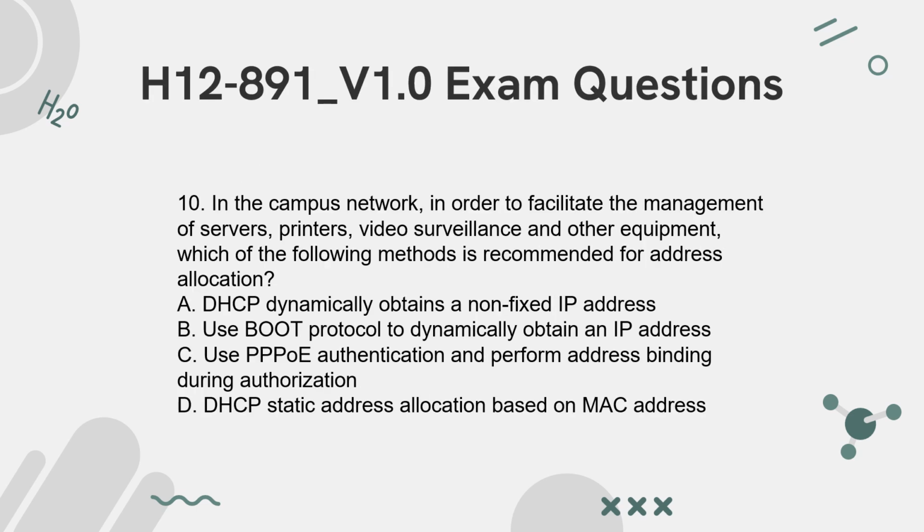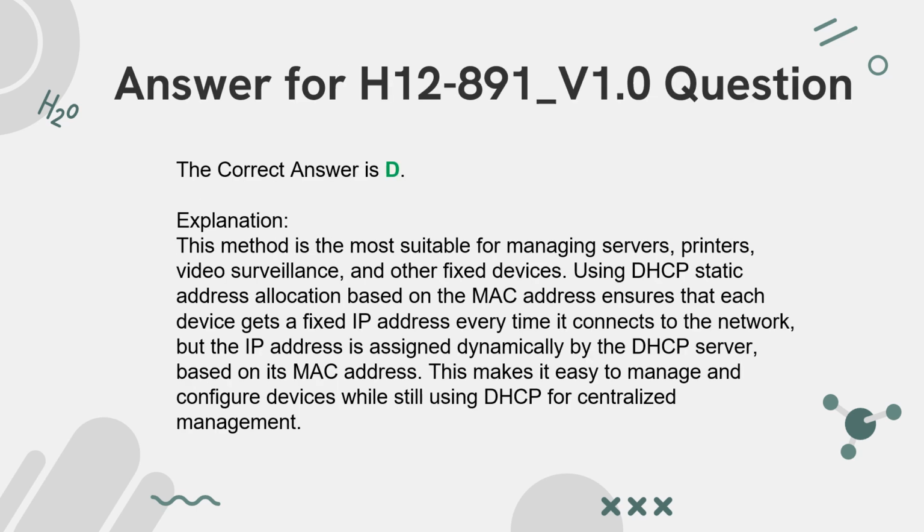In the campus network, in order to facilitate the management of servers, printers, video surveillance and other equipment, which of the following methods is recommended for address allocation? A. DHCP dynamically obtains a non-fixed IP address. B. Use boot protocol to dynamically obtain an IP address. C. Use PPPoE authentication and perform address binding during authorization. D. DHCP static address allocation based on MAC address. The correct answer is D.